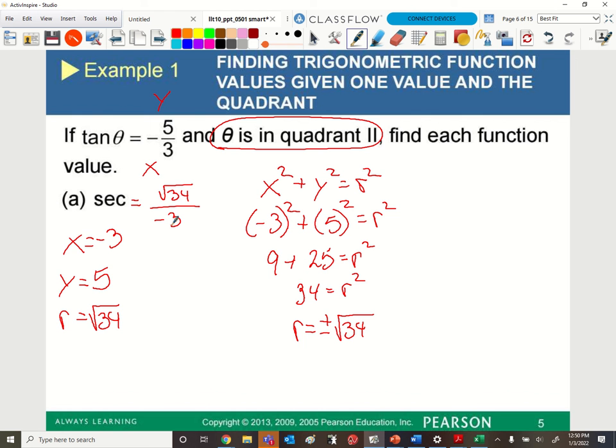Wait, secant is what? X over R? No. R over x. R over x. Where's your reference sheet? Did you lose it already? No, I have it. Oh, you just didn't want to. Yeah. Oh, okay, thanks. Next one.